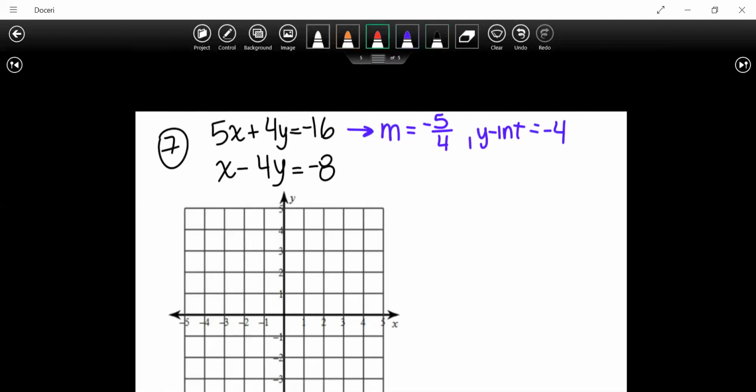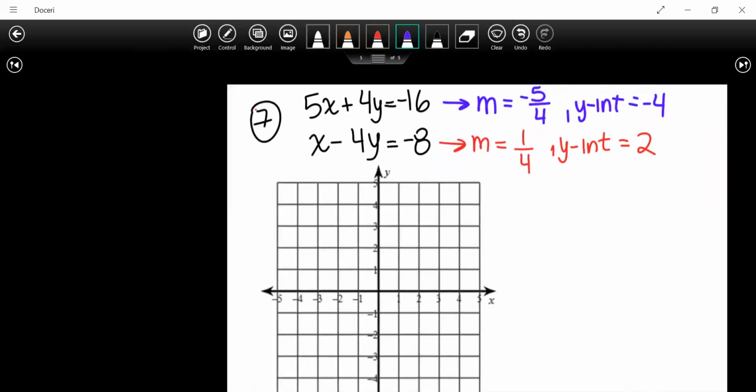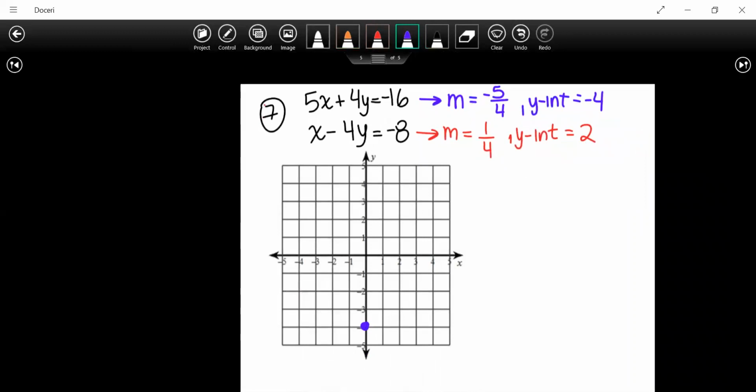The next one is going to be pretty much similar. My slope is going to be my -a/b. So -1/-4 is going to give me 1/4 because the negatives cancel out. My y-intercept is going to be my -8/-4. So -8 divided by -4 is going to be 2. I have my two equations with my two intercepts and slopes. I'm going to go down to -4, and because it's going to go off the paper, I'm going to switch them. Negative 5 over 4, you can also do 5 over negative 4. So I'm going to go up 5, back 4.